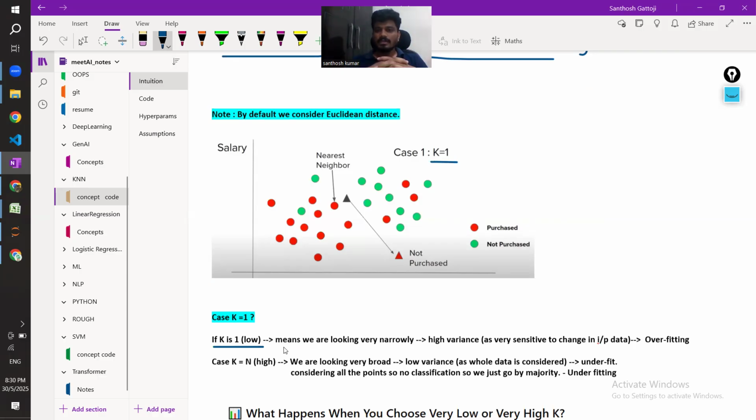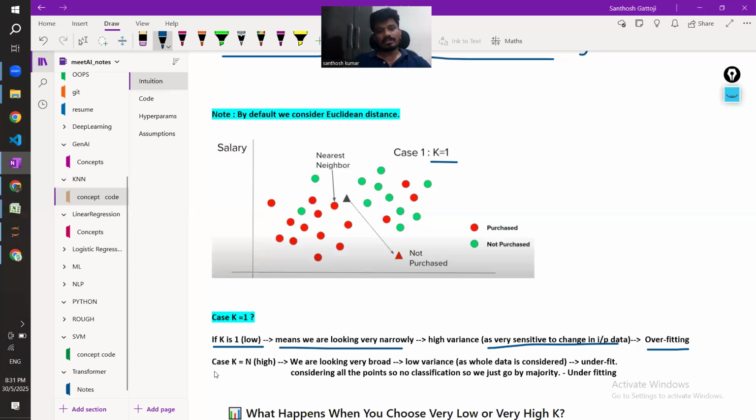That's what happens when you're using k equal to 1: we are looking very narrowly. That means we are overfitting actually. That means high variance, very sensitive to change in the input data. That means for this input data it will work, but if there are any slight changes, it will not work. So it is very overfitting. It will work well for this data set, but in the test data set, it might not work.